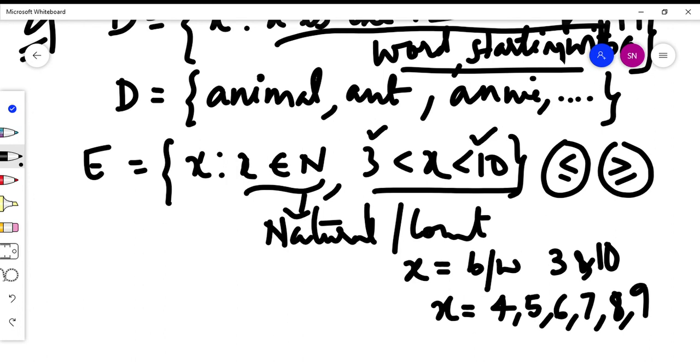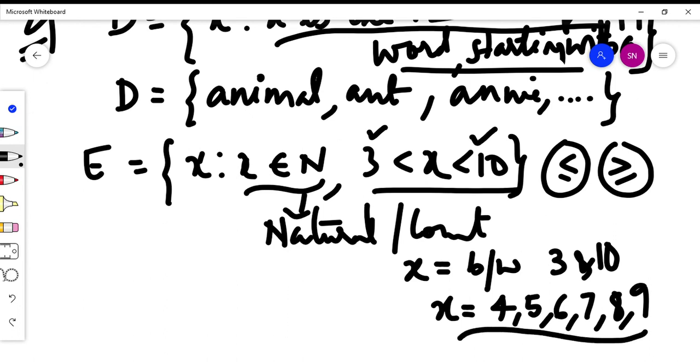So I have 3 less than x less than 10. Whenever you see only a less than symbol or only a greater than symbol, you will exclude the two numbers which are given. For example, in this particular problem, the two numbers given are 3 and 10. So when 3 and 10 are given with only a less than or greater than symbol, we exclude the numbers and consider only the numbers in between 3 and 10.